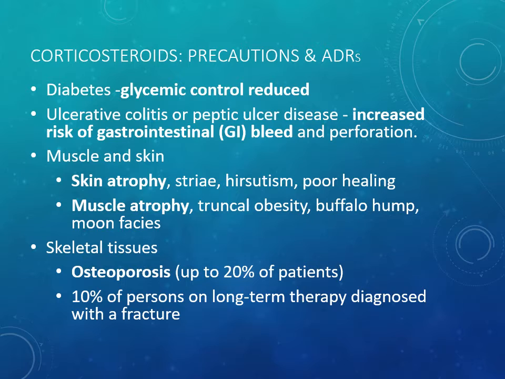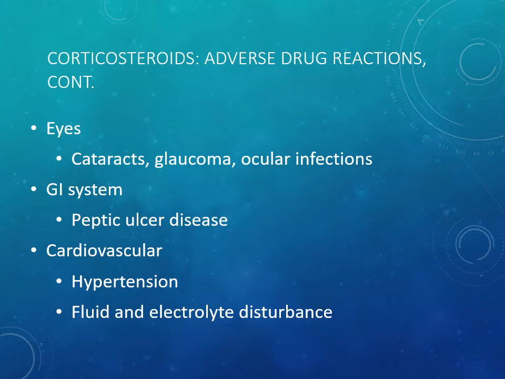But also truncal obesity, buffalo hump, and moon facies are typical in patients on long-term corticosteroids. And as I mentioned, osteoporosis, up to 20% of patients may develop osteoporosis. So they may need to be treated for osteoporosis, even if they had not been, when they start long-term steroids to prevent this. Other adverse reactions include cataracts. That's well known to be concerned about in long-term steroid use.